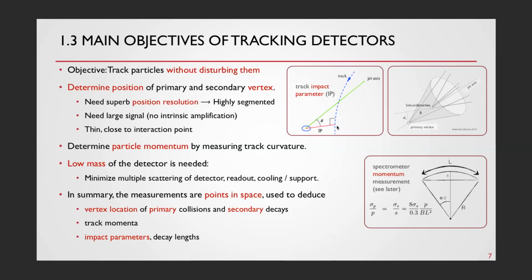Now, to determine the positions of the primary vertex and the secondary vertices, one needs the best position resolution that's in any way achievable. So that's the dominating goal for tracking. Therefore, the detectors must be highly segmented. Close to the beam pipe, we need pixels. A little bit away from the beam pipe, we can tolerate strips, but we need to have the strips at different angles so that we have less ambiguities in the geometric reconstruction.